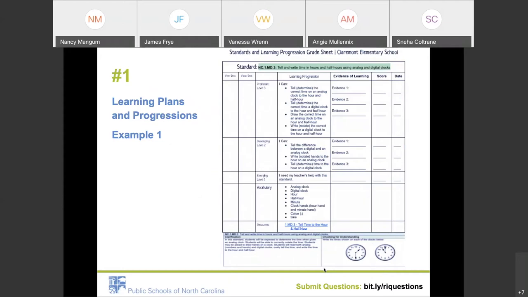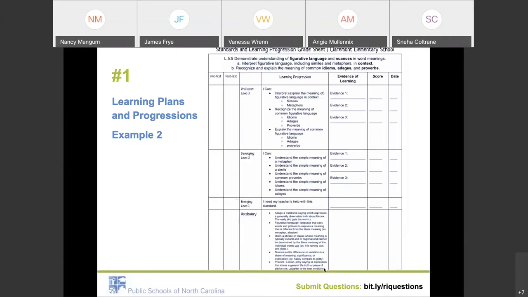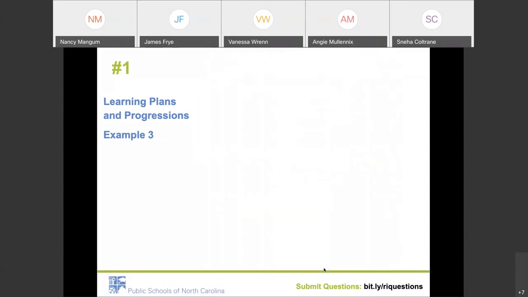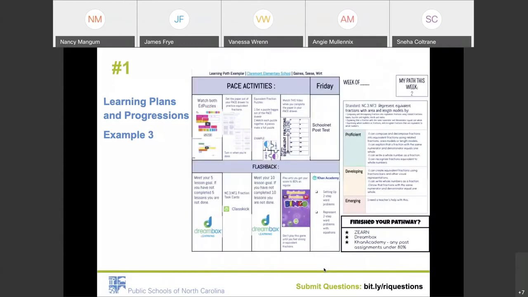So you can see here, we divide those learning goals into proficient level, developing level, and emerging level, where they're really not even ready to begin thinking about this because of prior gaps. And we, of course, pull out vocabulary and resources as well. You can see the unpacking document for North Carolina is screenshotted down there at the bottom as a resource. This is another example from another grade level. Again, I won't belabor these, but this is an older grade level example of that. And then on the next slide, in example three, you can see what this looks like from a student-facing perspective.